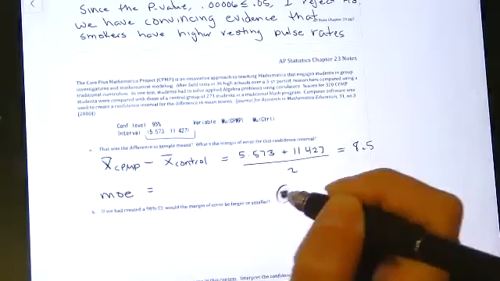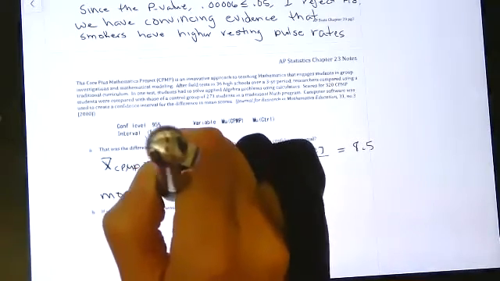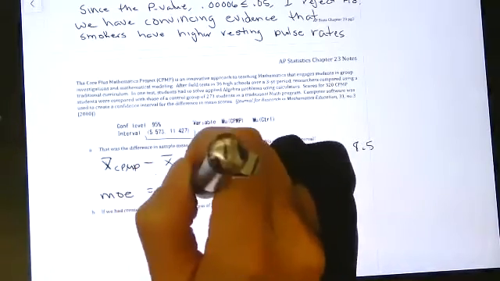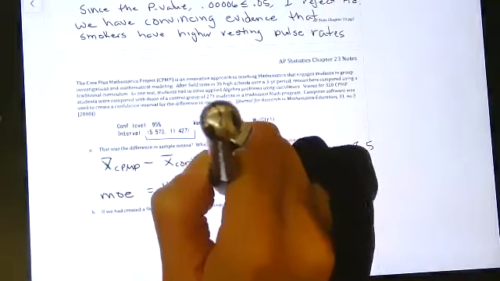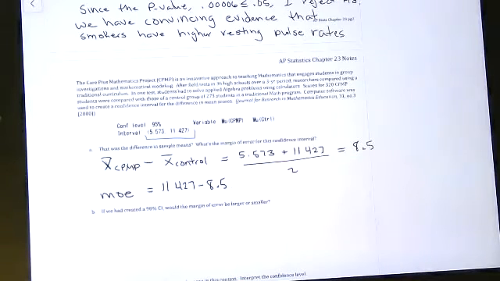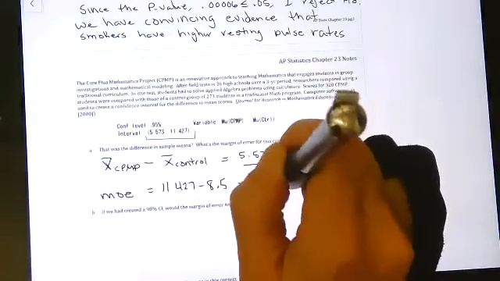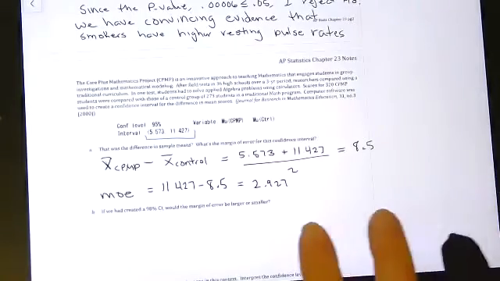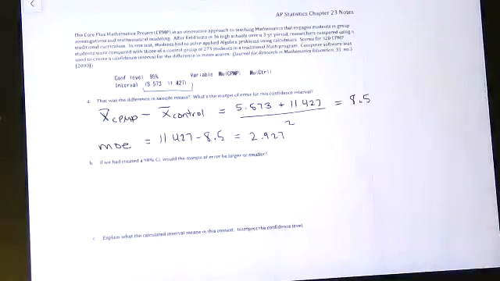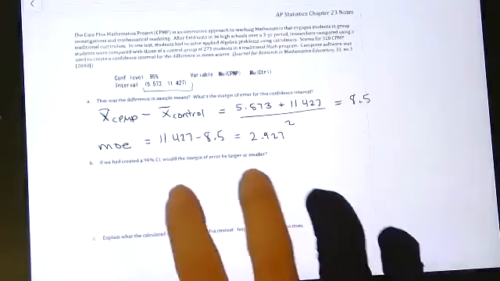So whichever way you want to do that, I'll just take 11.427 and subtract the 8.5. 8.5 is in the center, so the margin of error is the distance from the endpoint to the center. And that's a margin of error of 2.927. Okay, so you make sure you can find a point estimate in the middle of a confidence interval and figure out a margin of error.